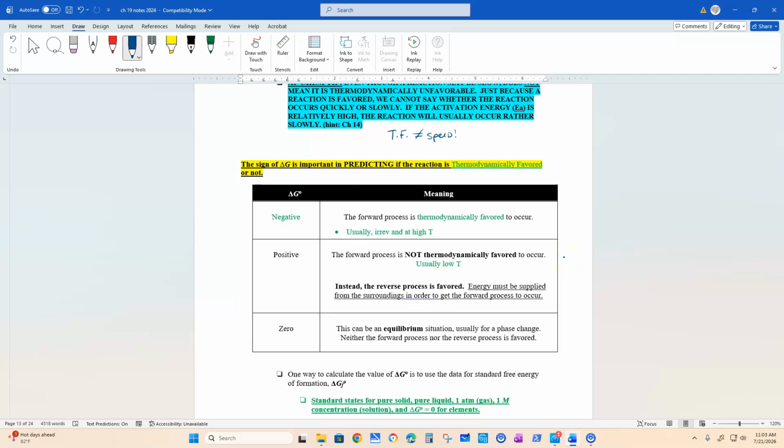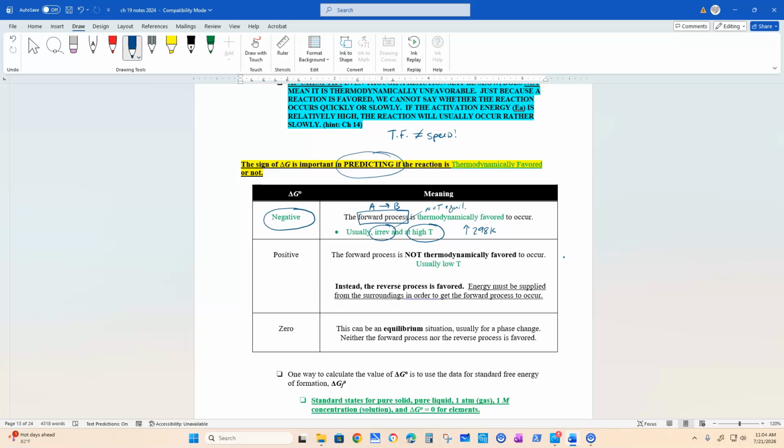So what is the correlation? The sign of delta G is very important when we are predicting if something is thermodynamically favored. Now, obviously, we already know we want it to be negative. We want it to be thermodynamically favored. So if that delta G is anything less than 0, usually it happens at very high temperature, which means we're looking at stuff above 298, okay? And we already know it's irreversible, which means the forward process only. So we're talking about not equilibrium, okay?